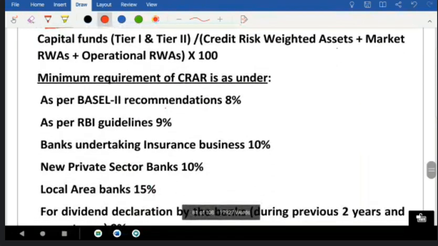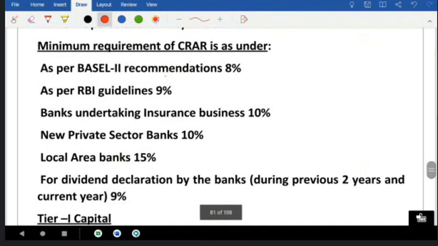Okay, as per Basel 2, the minimum requirement is that we have to maintain CRAR as per Basel 2 at 8%, but as per RBI guidelines, our banks are maintaining 9%. So 1% more. Okay, but here are some restrictions also. Banks undertaking insurance business have to maintain 10%, 1% more.